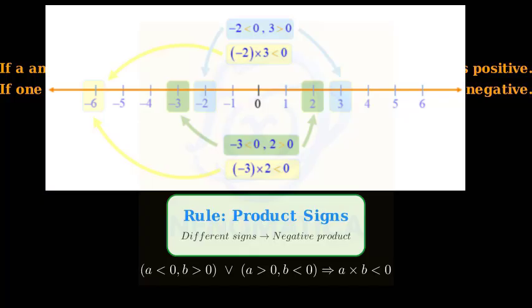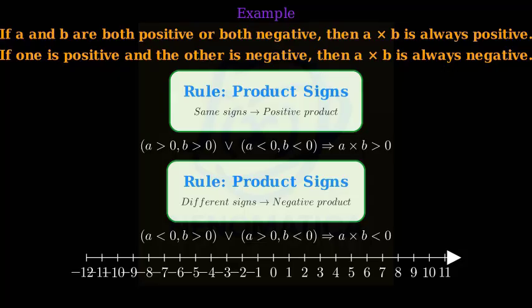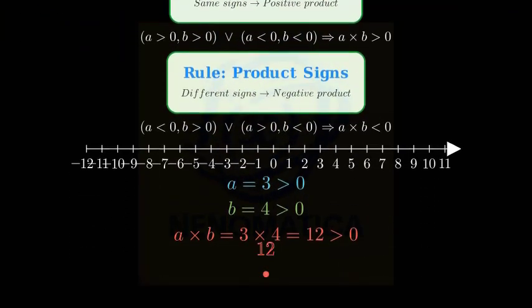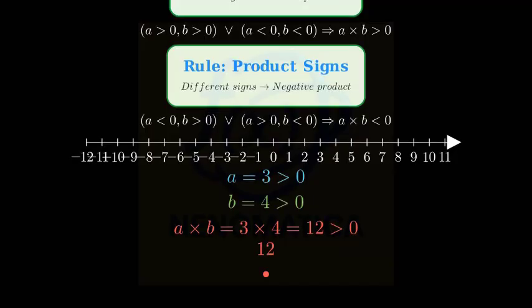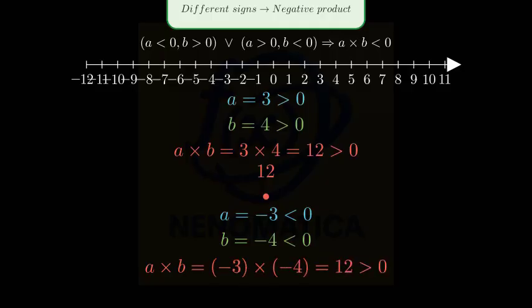Let's visualize this property with some examples. First, let's consider the case where both a and b are positive. For example, if a equals 3 and b equals 4, then a times b equals 12, which is positive. Now, if both a and b are negative, like a equals negative 3 and b equals negative 4, then a times b equals 12, which is also positive.